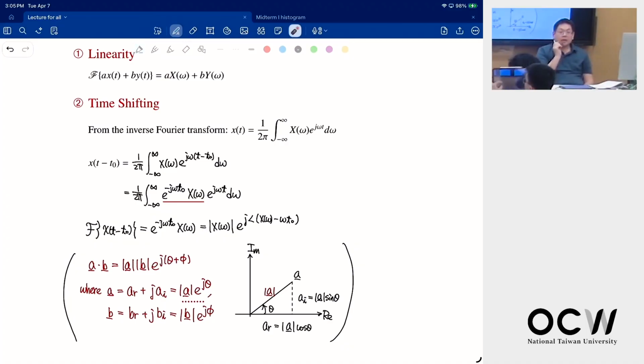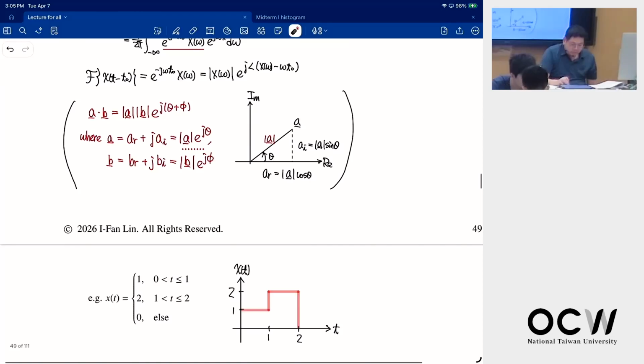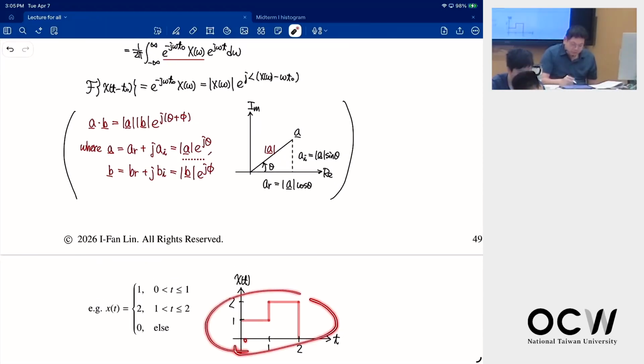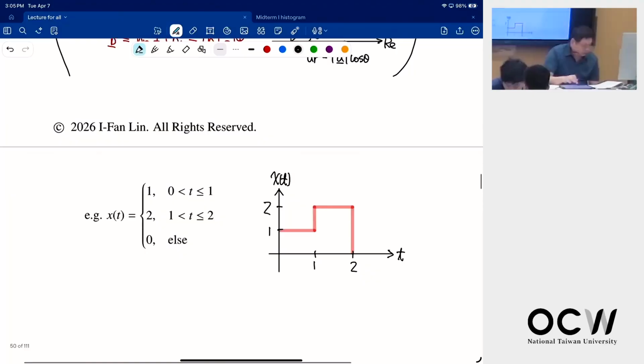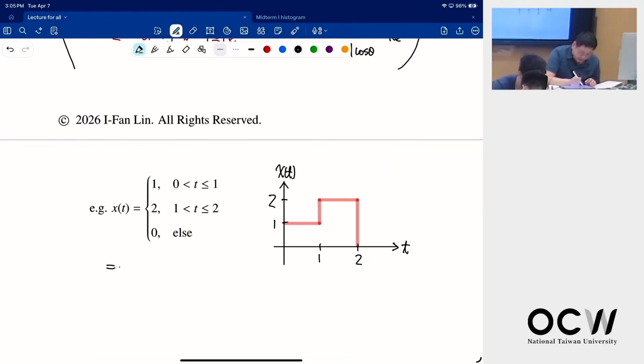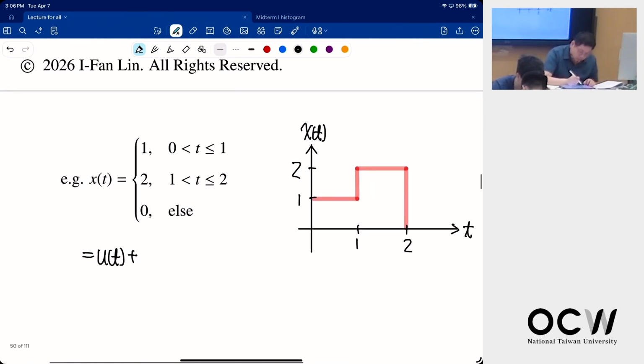Alright, so now let's see an example. If I have the signal, what is the Fourier transform? Actually, if you plot this signal, you can see that this is a unit step function. So I can also express this signal in terms of the unit step function, which is u(t) plus the shift by 1, u(t minus 1), and then minus 2 u(t minus 2).